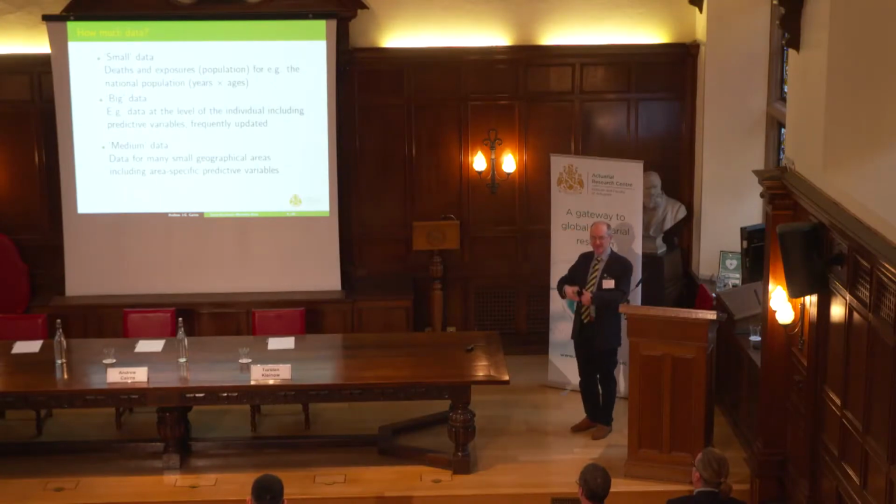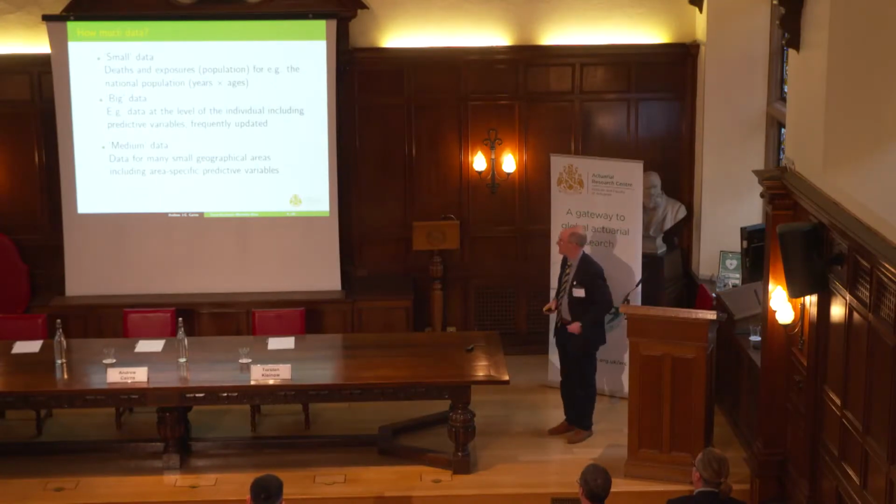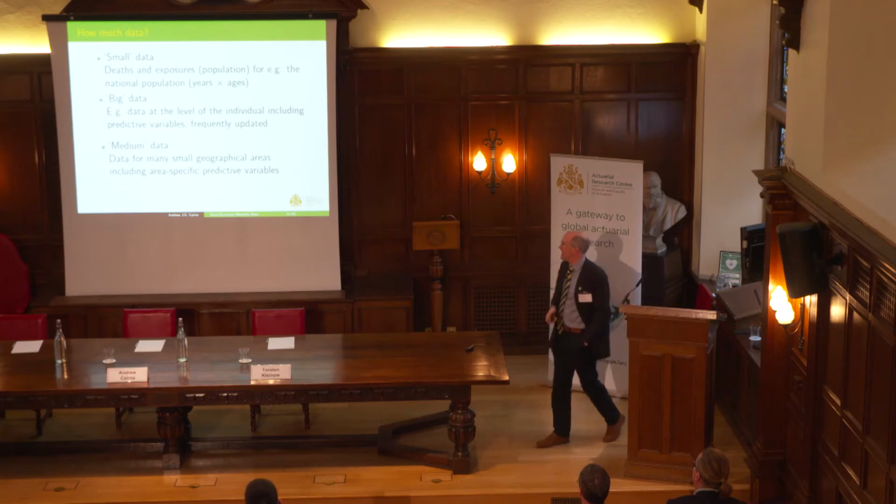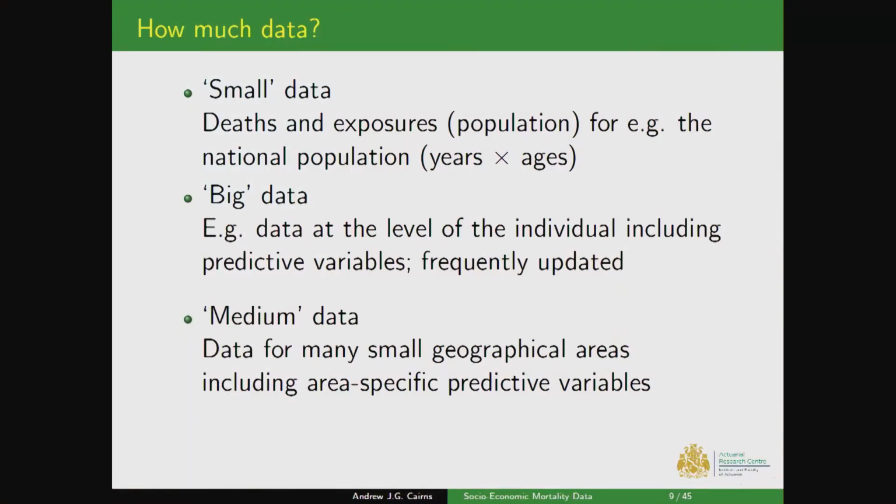Now, how much data? This is building up to the main point of this introductory session, which is to talk about the data. So how much do we have? I've categorized it into three types. There's the small data, which is the data that we used to work with as actuaries. So you just had the national table, you had your own pension plan perhaps, or your life insurance portfolio, and that was it. In terms of numbers of cells of data, there's really not huge amounts, just the number of years times the number of ages that you're looking at.